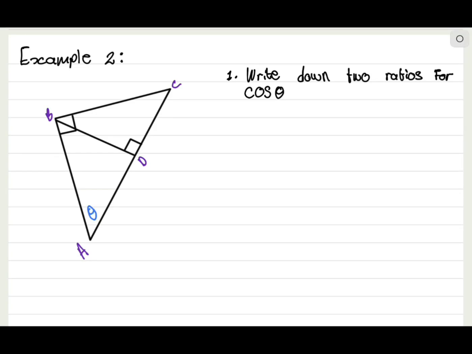Welcome to part 4 of basic trig definitions, basic trig ratio rather. Okay, now we have example number 2. It says write down two ratios for cos theta.